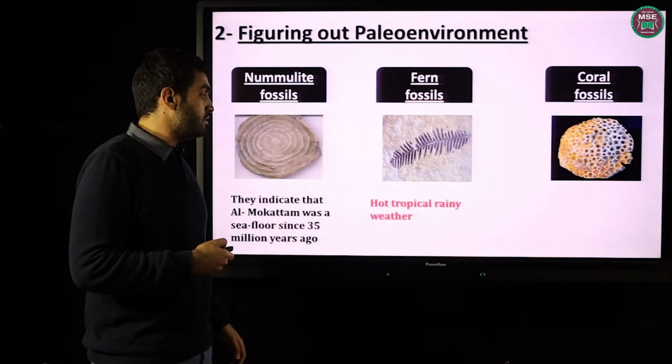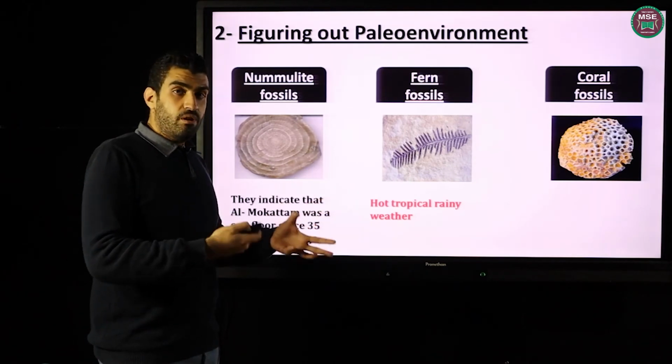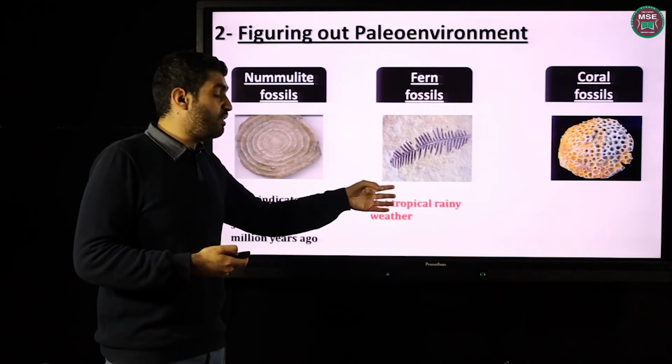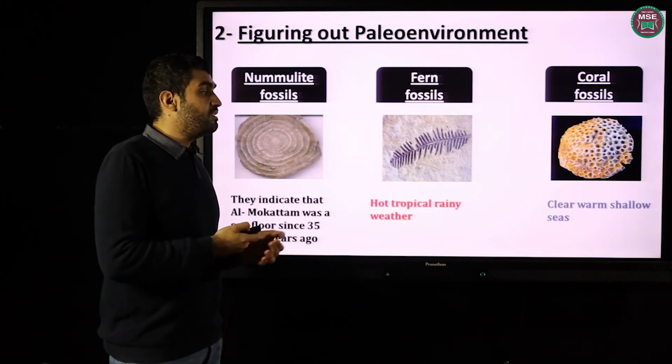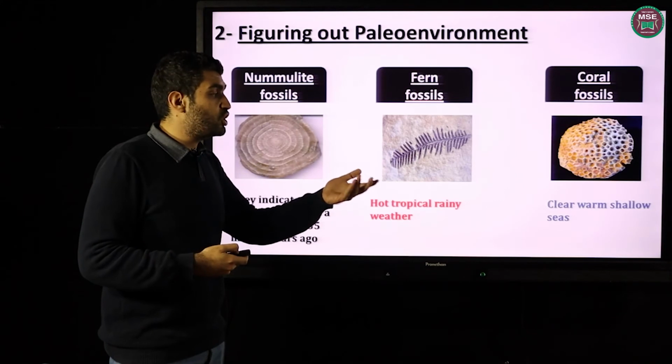Fern fossils indicate that the weather is hot, tropical, rainy weather. And coral fossils indicate that the weather was clear, warm, shallow seas.